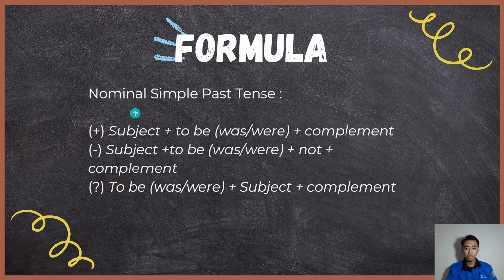Okay, this is nominal simple past tense. Positive: subject plus to be, was or were, plus complement. And then negative: subject plus to be, was or were, plus not plus complement. And interrogative: to be, was or were, plus subject plus complement.